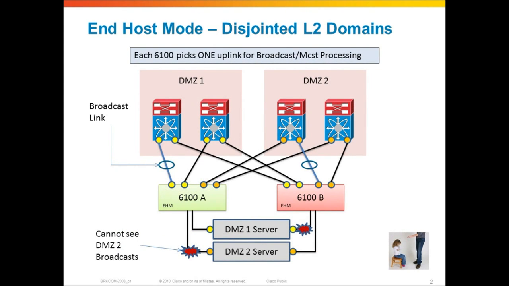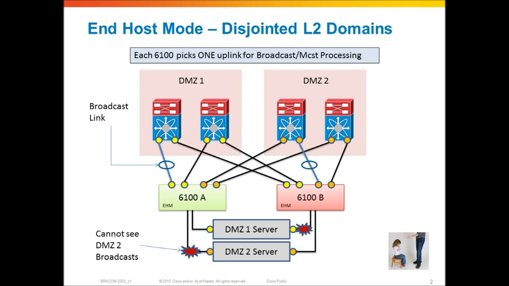Alright, let's talk about end host mode and connecting end host mode to upstream disjointed layer 2 domains. So these would be two different layer 2 networks. Could be, for example, two different DMZs that you've decided to connect UCS to, a single UCS pod, and you're in end host mode. So some folks have attempted to do this and run into a problem, and we'll discuss that here briefly.